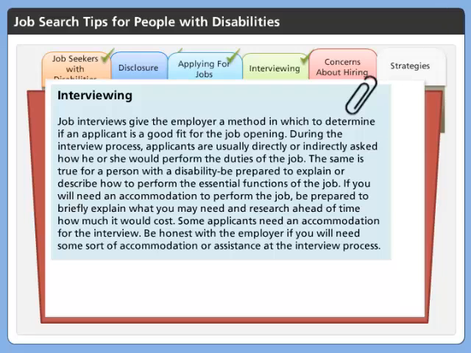Some applicants need an accommodation for the interview. Be honest with the employer if you will need some sort of accommodation or assistance at the interview process.